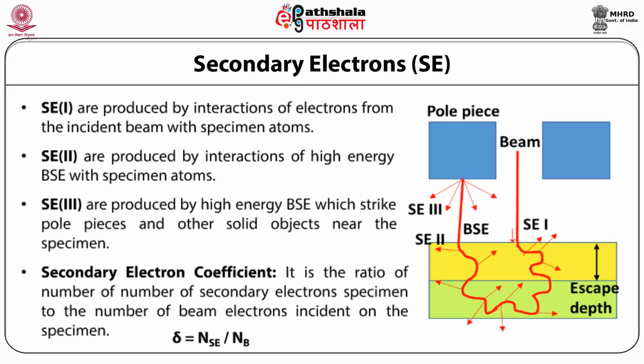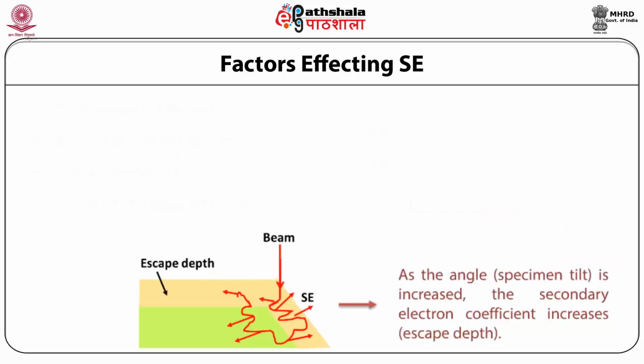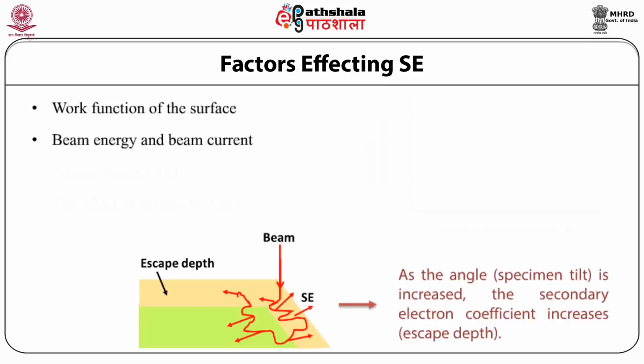The third type of secondary electrons are produced by high energy backscattered electrons which strike the pole pieces and other solids within the specimen chamber. The factors affecting secondary electron emission. The first one affecting the SE emission is the work function of the surface. The second is the beam energy and beam current.